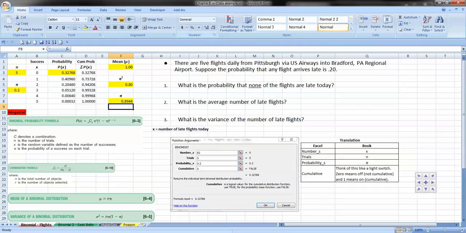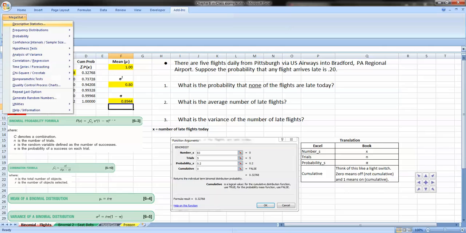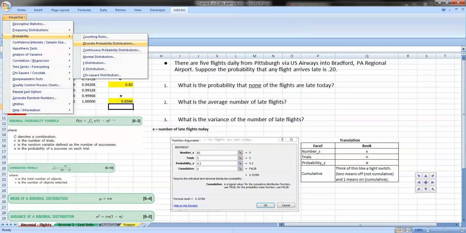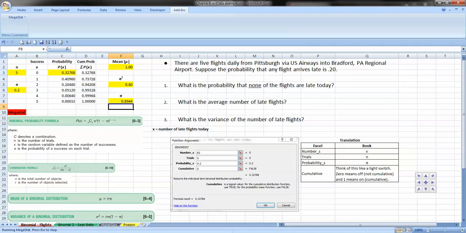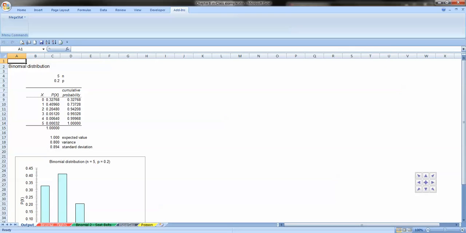Now we can also do this in Megastat. We go into Megastat, go to probability, discrete probability distributions, and I already have the values in here, but it's much more straightforward even than the Excel function calculation. You just put in the number of trials, our n, which is 5, and you'll notice that in Megastat they use p instead of the Greek symbol for pi, but it's the same value. We'll leave the graph in just so we can look at it. We'll hit OK and let it do its thing.